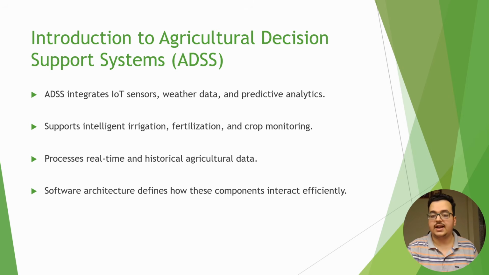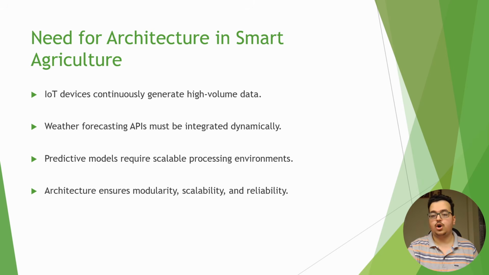But for this entire ecosystem to function smoothly, we need something called software architecture. Architecture defines how all of these components communicate, scale, and remain secure. Next, we will go on to understand why there is a need for architecture in smart agriculture.